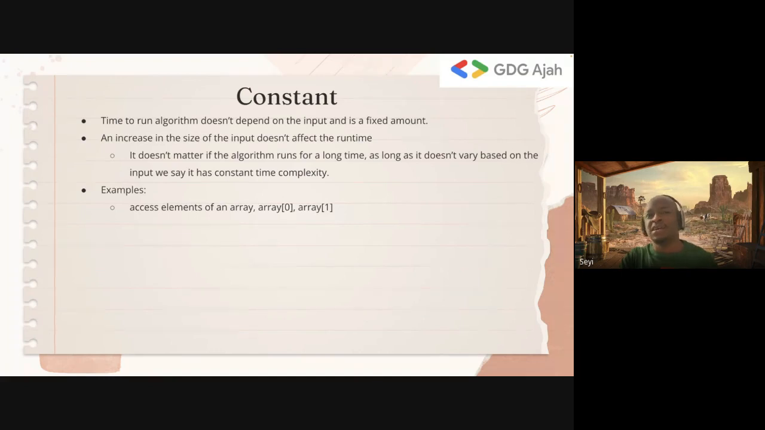So this is exactly what I talked about. I've talked about this already. Constant time complexity. You can read it later and see. Basically, the key thing here is that the size of the input doesn't affect the runtime.